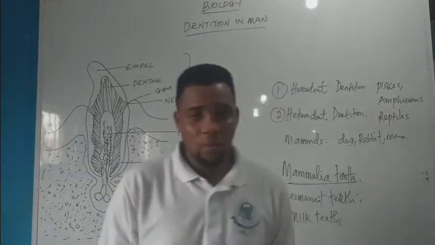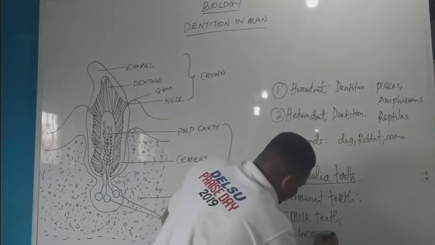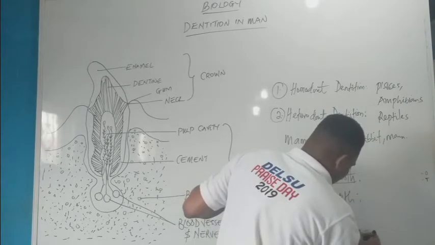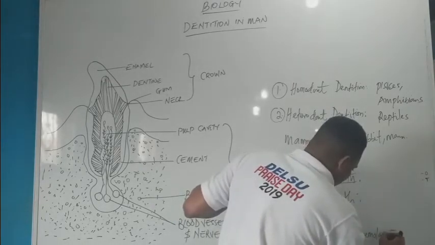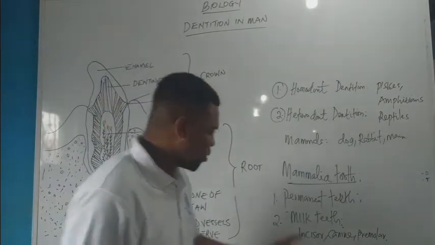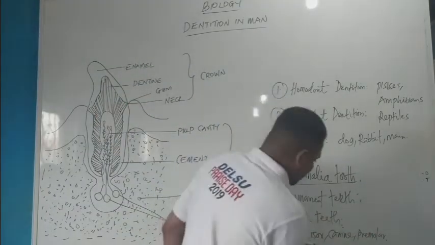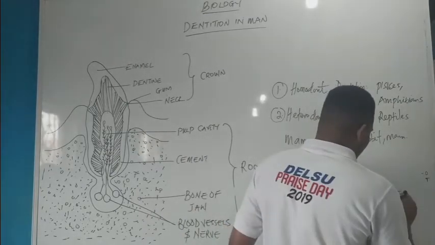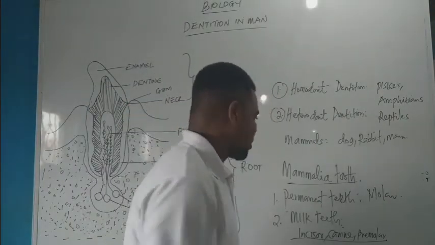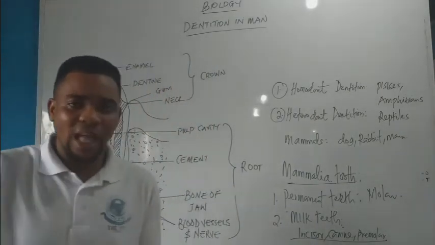Now, milk teeth comprise the incisor, the canine, and the premolar, but no molar. The milk teeth do not have any molar. But the permanent teeth are 32 in number, and they contain the molar. Now, this leads up to the types of mammalian teeth we have.